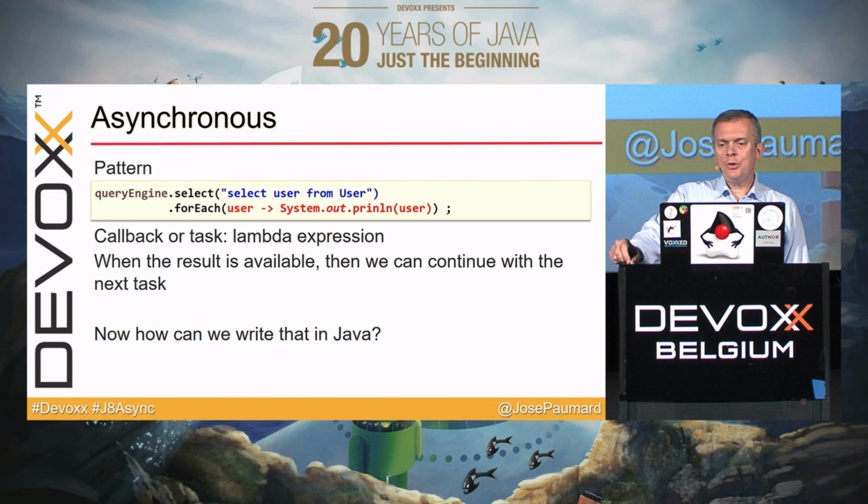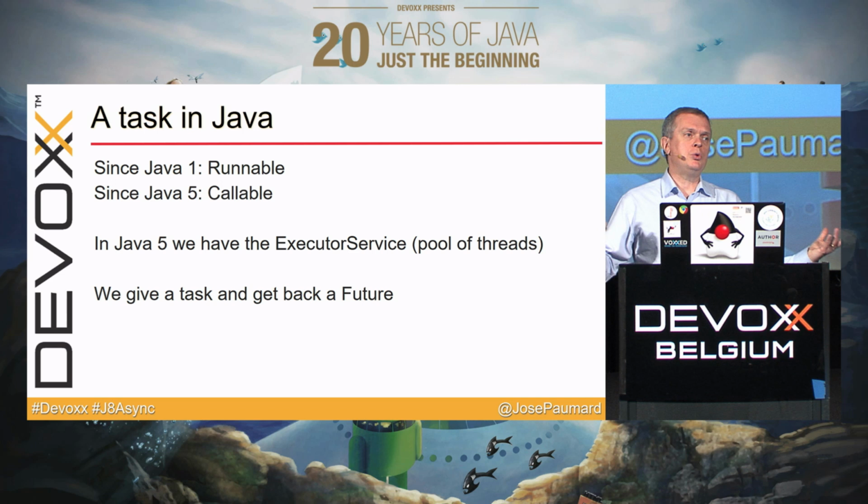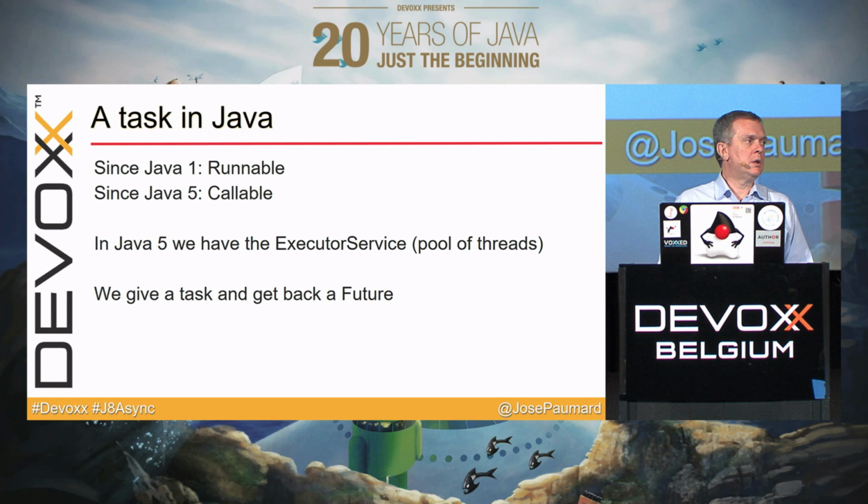The problem is that up to Java 7, we do not have much tools to program this kind of thing. We have this runnable object, since Java 1, the very early days of Java. Now, runnable object doesn't take any parameter, does not return anything, doesn't throw any exception. So it's not very nice to build systems with runnable, because it's just mute and blind. Since Java 5, we have the callable. Basically, the callable is some kind of runnable. But the nice thing is that it can return a value, and it can also throw exceptions.